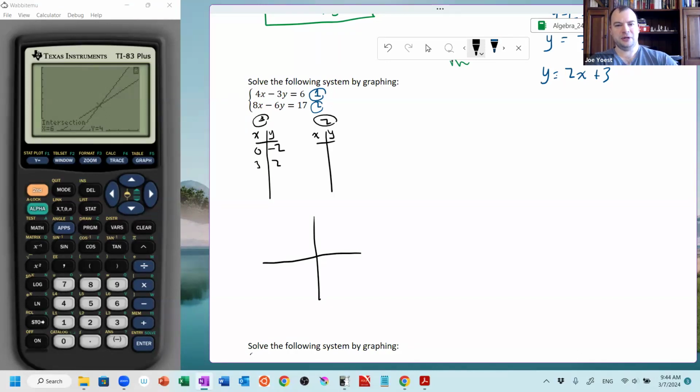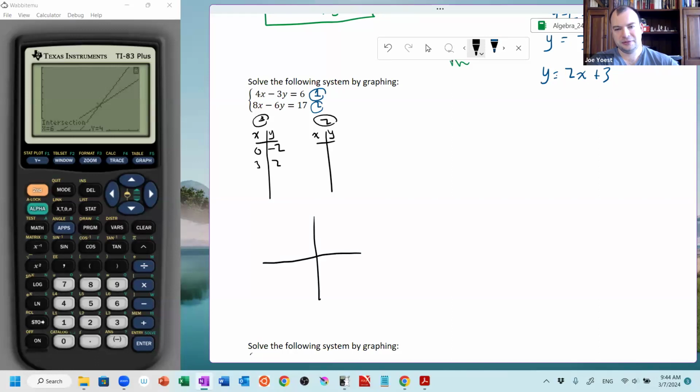What about finding 2 points on line 2? 8x minus 6y equals 17. Unfortunately, there's going to be no nice combination of x and y because the left-hand side is always going to be even, the right-hand side is odd. So we're just going to have to bite the bullet here a little bit.